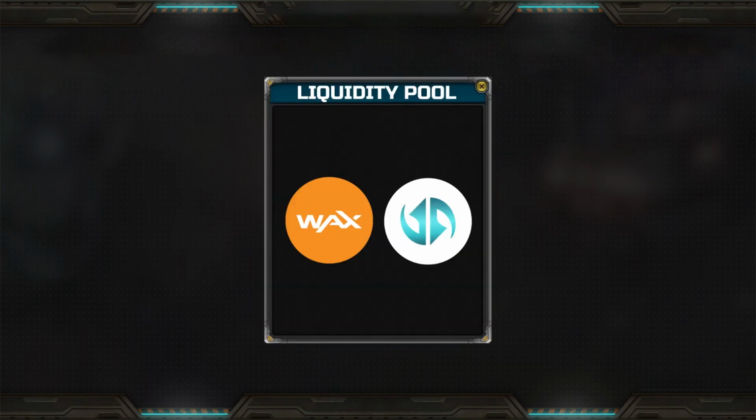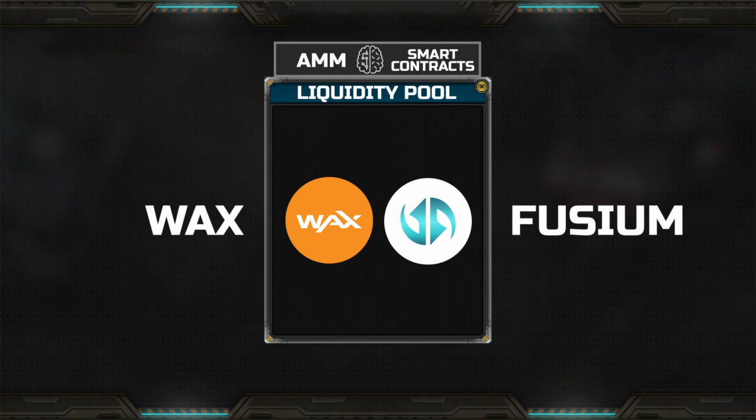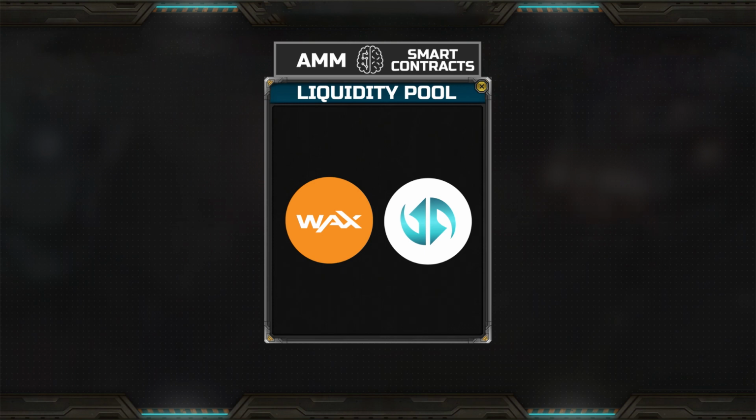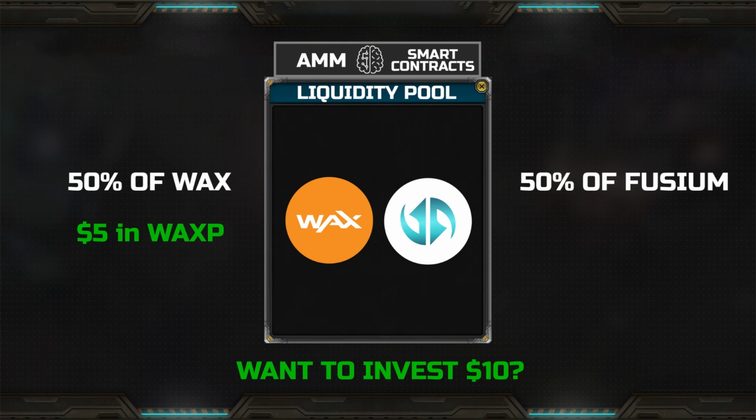A liquidity pool is a pool of money which contains two assets, for instance Wax and Fusium. The pool is controlled by smart contracts and a constant function market maker, often called AMM, that will do all the maths to be sure that both assets are constantly available. Anyone can participate in the pool. To enter, you need to give an exact ratio of 50-50 for both resources. It means that if you want to invest $10 into the Wax Fusium pool, you must give $5 worth of Wax and $5 worth of Fusium.